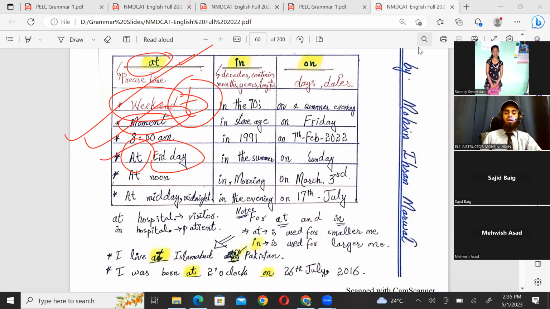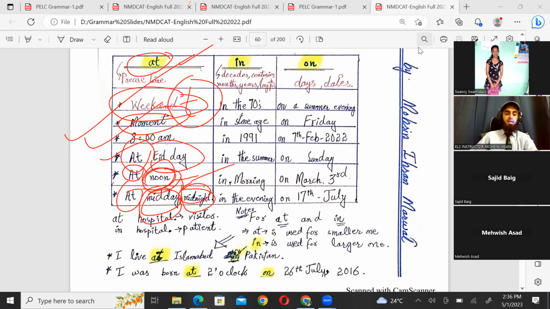And if you are talking about two times in 24 hours, where you are not going to specify or mention the specific time, you would use at. And those times are noon and midday or midnight. With these three, you are supposed to use at. I'm going to do it at noon. But if you are going to talk about afternoon, you should say in the afternoon.